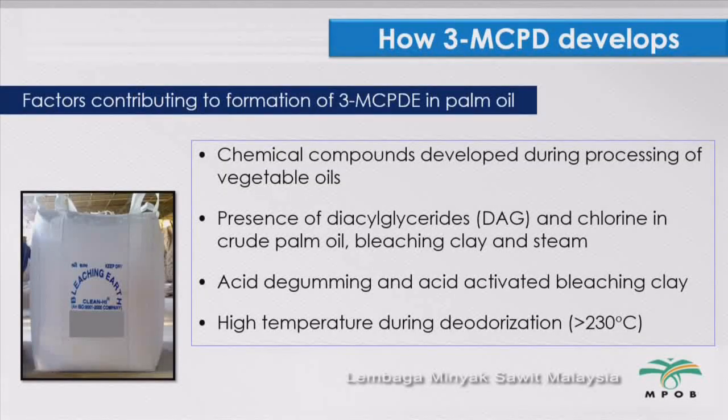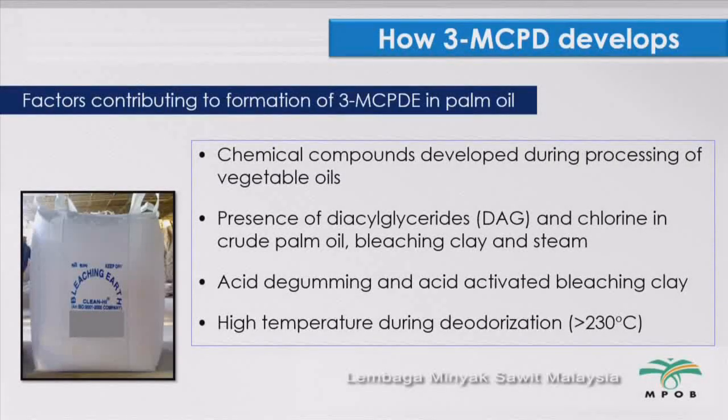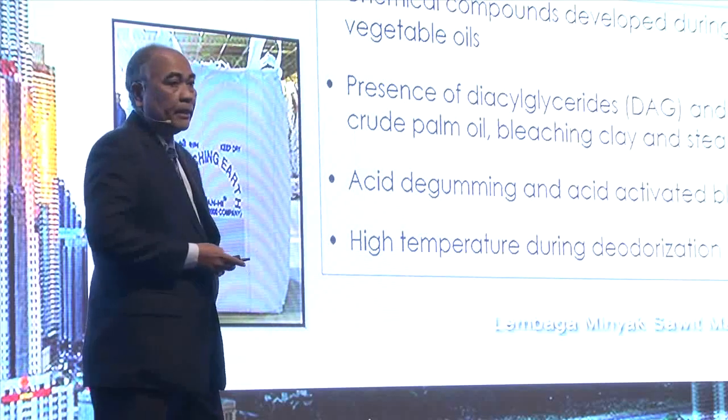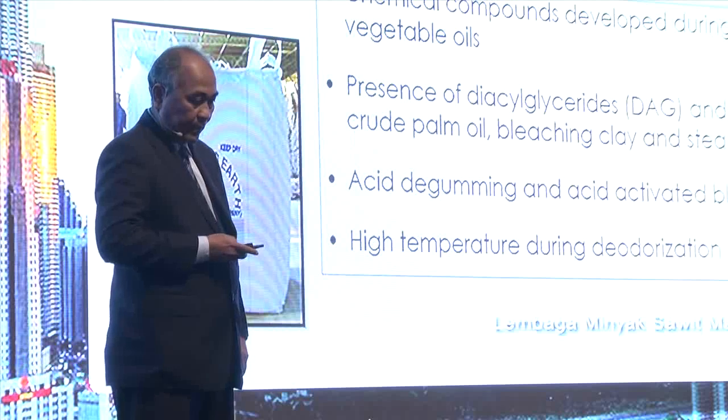So now we move to the next one. How 3-MCPD develops, how it was developed. Factors contributing to formation of 3-MCPD in palm oil, because the chemical compound will develop during the process of vegetable oil refining and so on. So the presence of diglycerides or DAG and chlorine, the keyword is again the chlorine. In crude palm oil, bleaching clay, and steam. Steam also sometimes you use tap water and so on. You always have chlorine inside them.